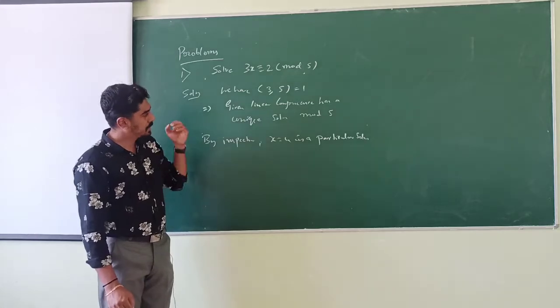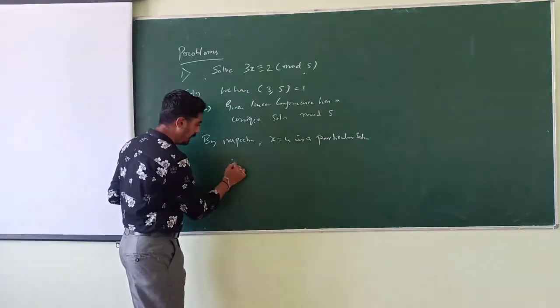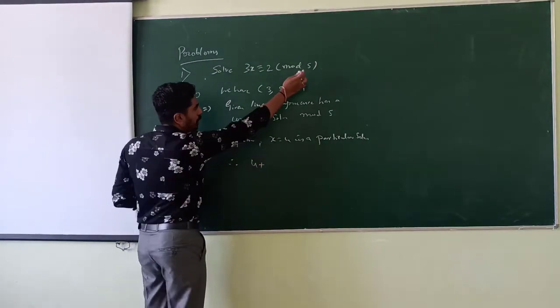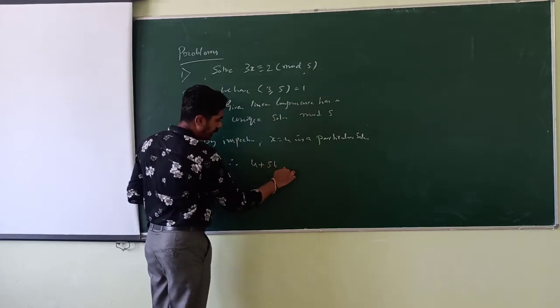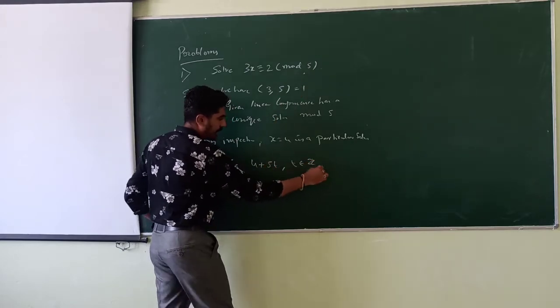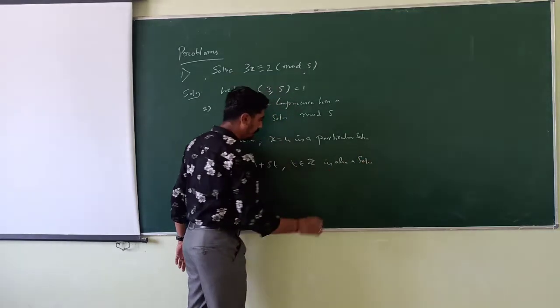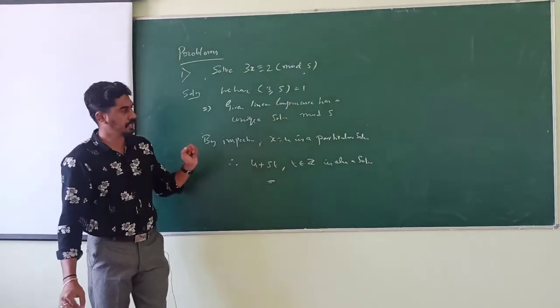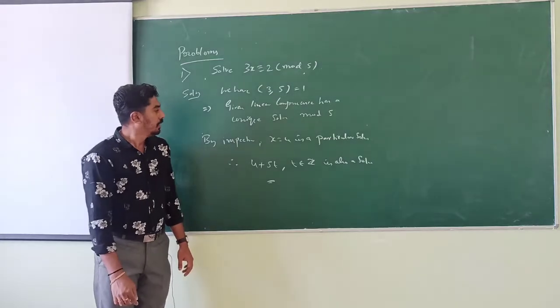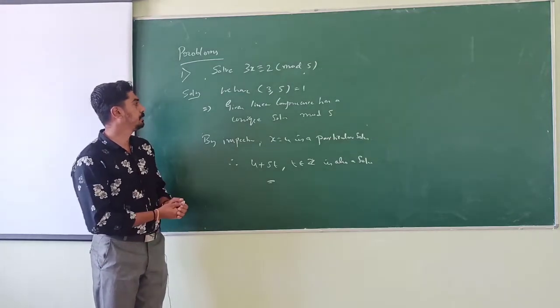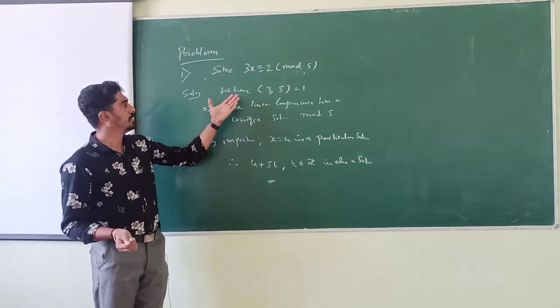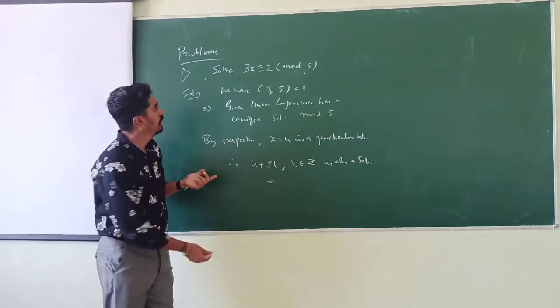So the general solution is given by 4 plus 5t for all t belonging to Z. This gives the general solution. When it is difficult to find the solution by inspection, we can solve this.